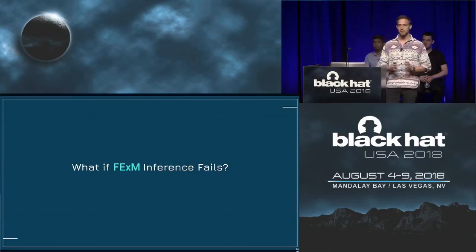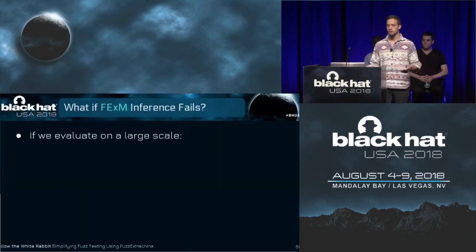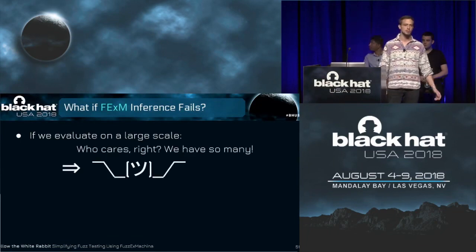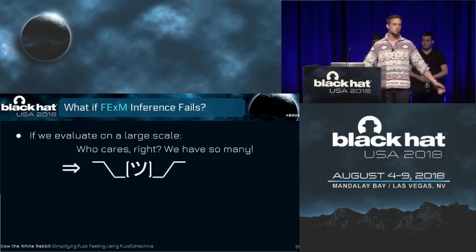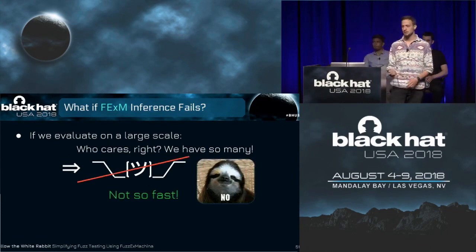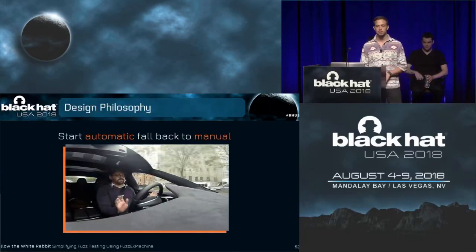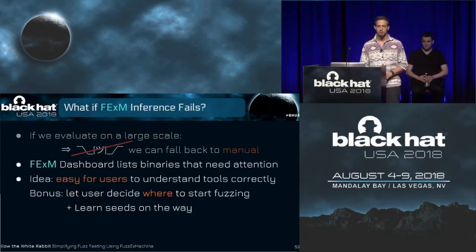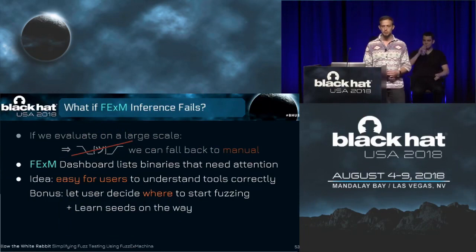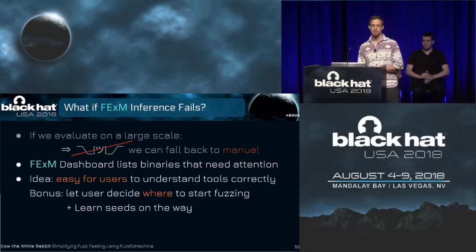Continuing on. What if FuzzExM inference fails? What if we cannot do it fully automated? Well, we have so many packages. We ran it on 200 packages. Who cares, right? We cannot run it, we just drop it. No, that's obviously not true. That would be boring. As Bhargava said in the beginning, you've seen this slide before. When automatic mode fails, we fall back to manual. We introduced a new way to deal with AFL, which is easy to use, hopefully, and hopefully makes sense.